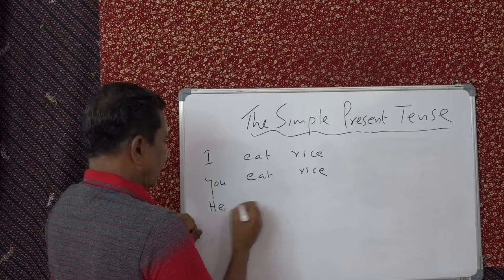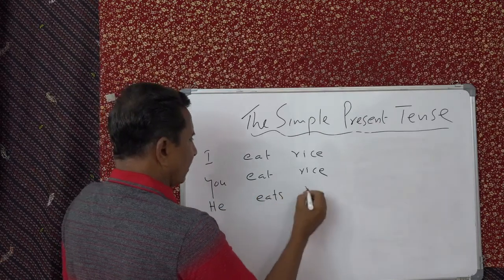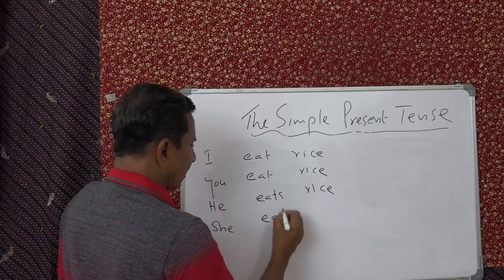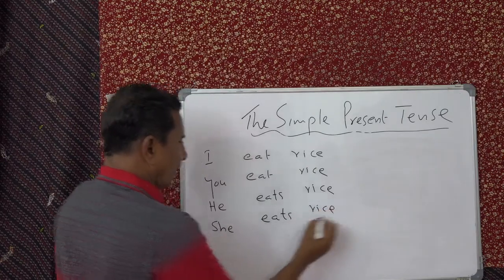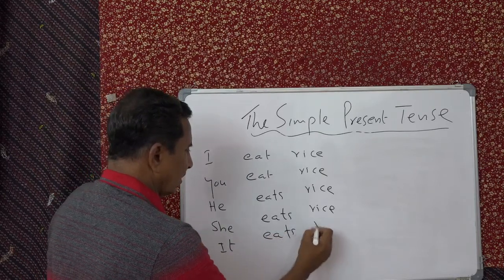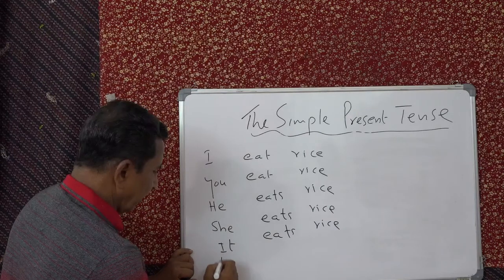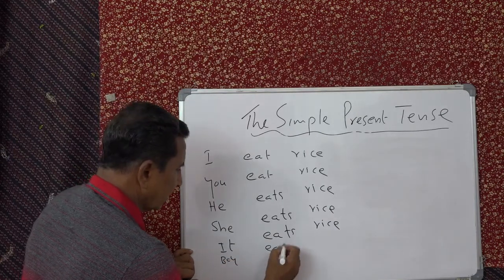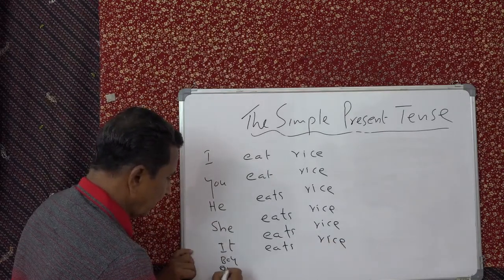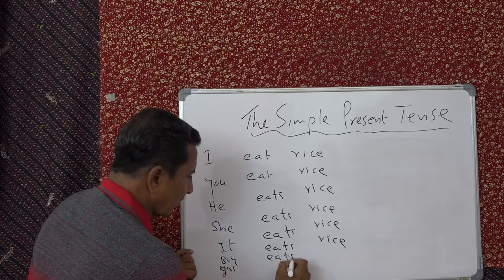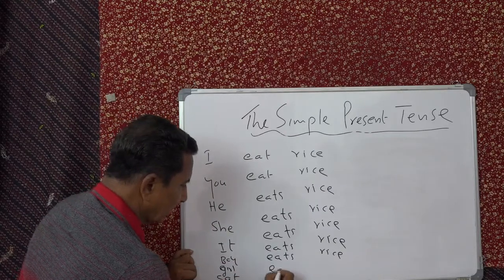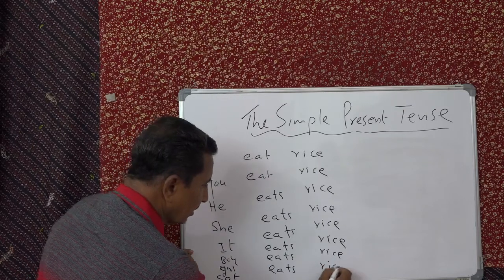He eats rice. She eats rice. It eats rice. Boy eats rice. Girl eats rice. Cat eats rice. We eat rice.